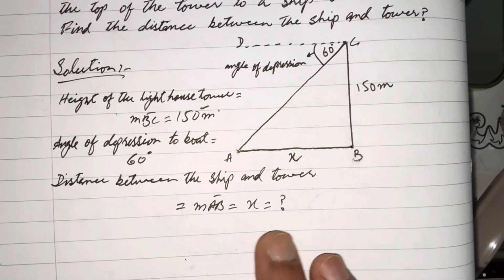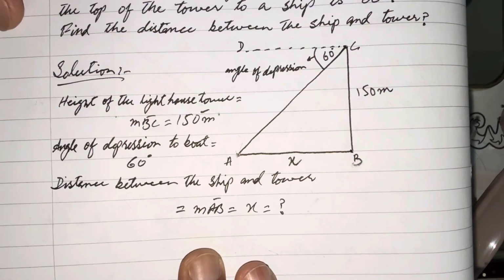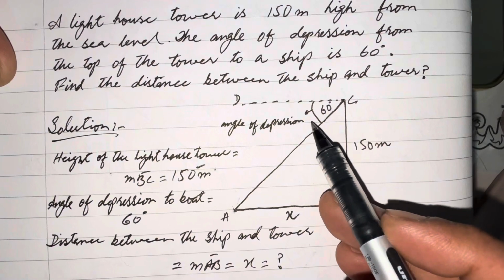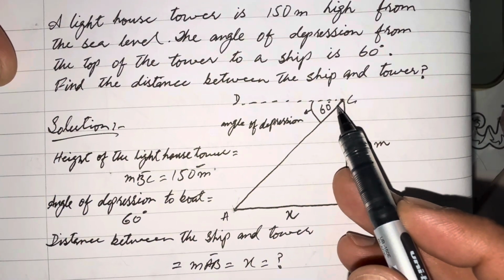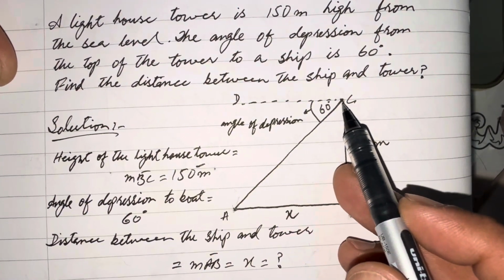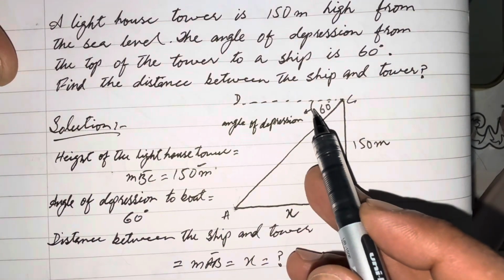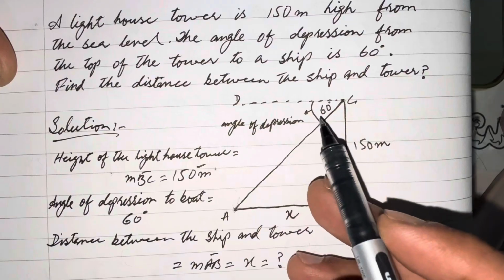So these are the things that are given. Now, first of all, we have to sort out the angle, that angle which is made from the top of the tower to the ship. It is 60 degrees, and this is called the angle of depression.